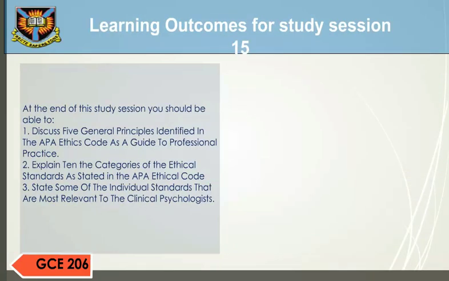Learning outcomes. At the end of this study session, you should be able to: 1. Discuss 5 general principles identified in the APA Ethics Code as a guide to professional practice. 2. Explain the 10 categories of ethical standards as stated in the APA Ethical Code. 3. State some of the individual standards that are most relevant to the clinical psychologist.